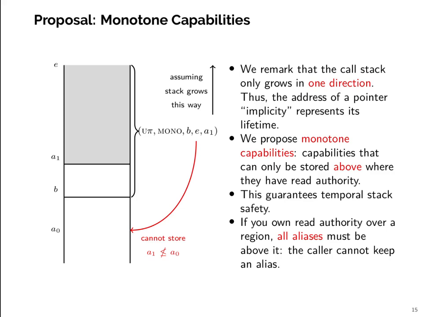But we also obtain another property, which is that if a function owns a monotone capability with read authority over some range, then necessarily any other capability also with read permission over that range must be stored above. So a caller cannot keep a copy or an alias of this over this range, and only callees can, but then this becomes the same issue as the return capabilities that I presented earlier, and we know how to solve this.